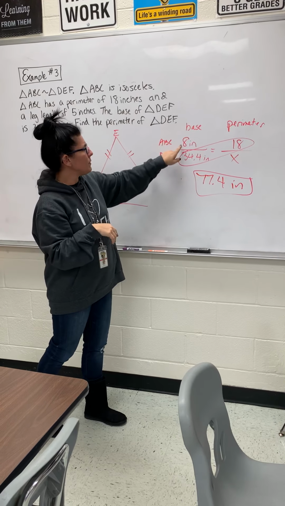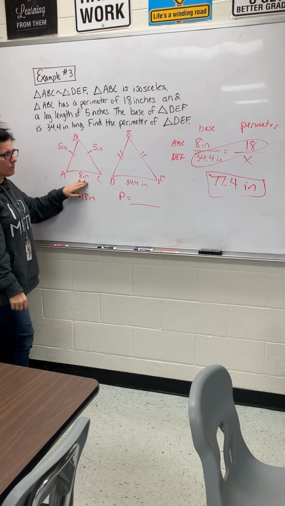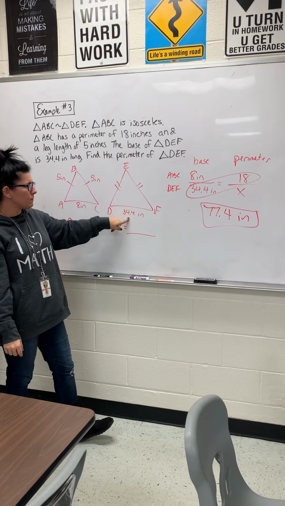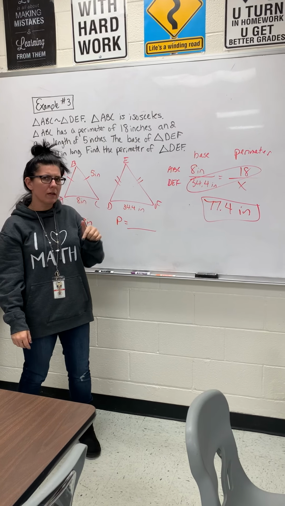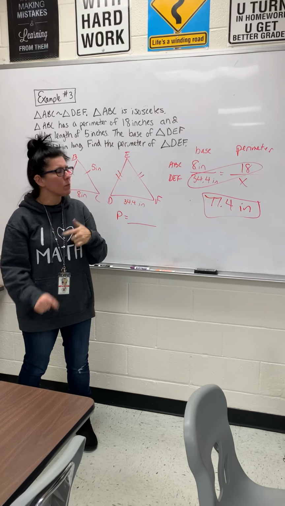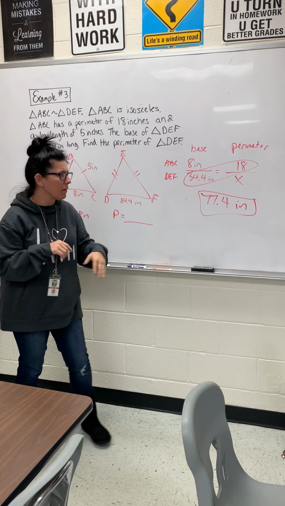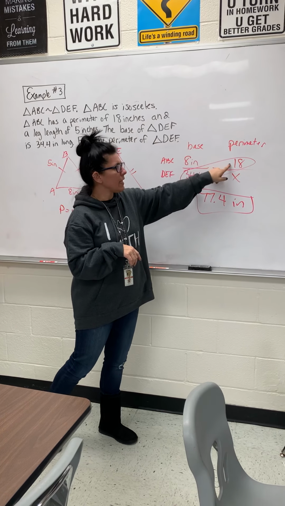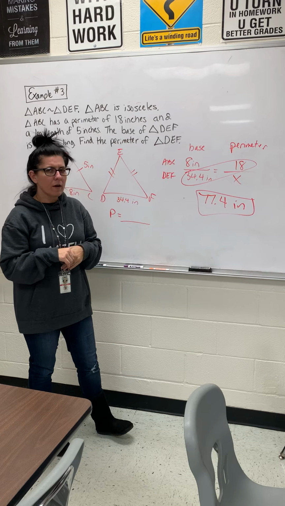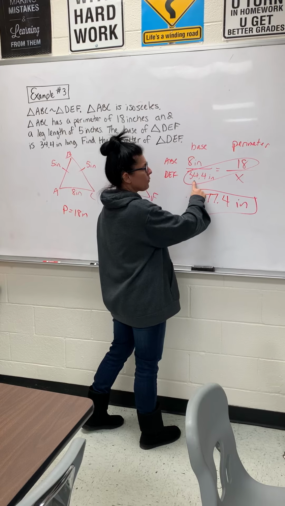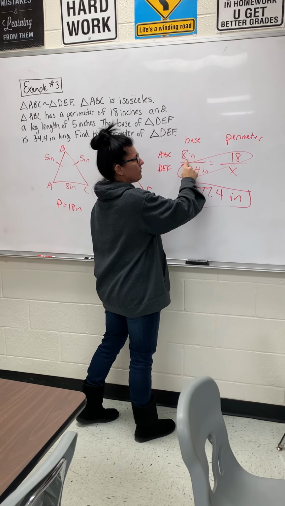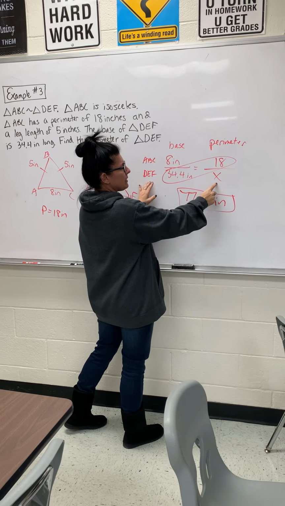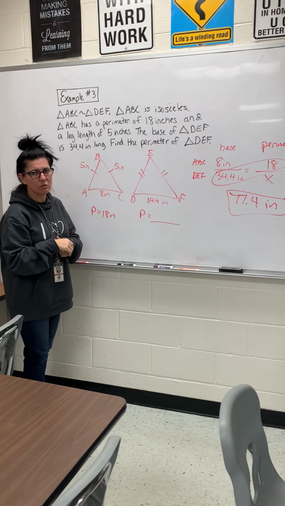So the base of ABC is 8. That comes from my picture. The base of DEF is 34.4, again, comes from my picture. What we talked about at the beginning of the video, we said that the perimeter and the side length ratios are the same. That's why I'm allowed to set this up the way I did. The perimeter of ABC is 18. And then of course you should know how to solve this proportion. 34.4 times 18, divide by 8. That gives you 77.4 inches as my DEF perimeter, which is what they asked us to do.